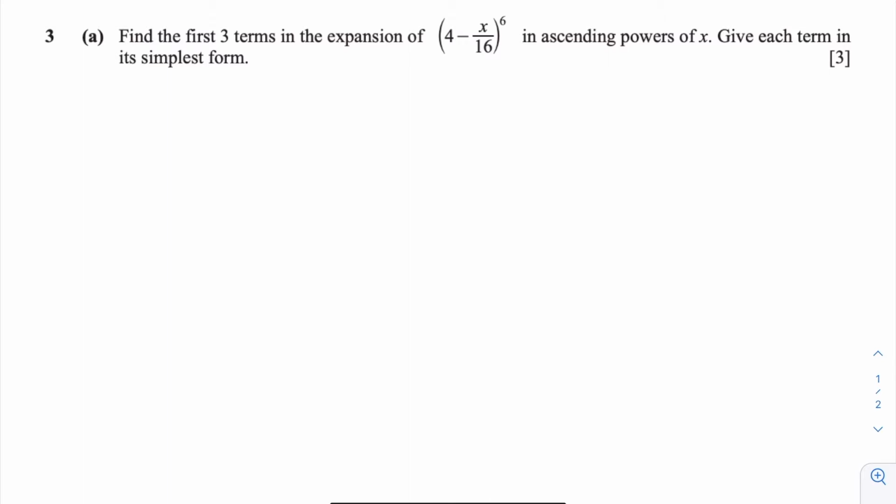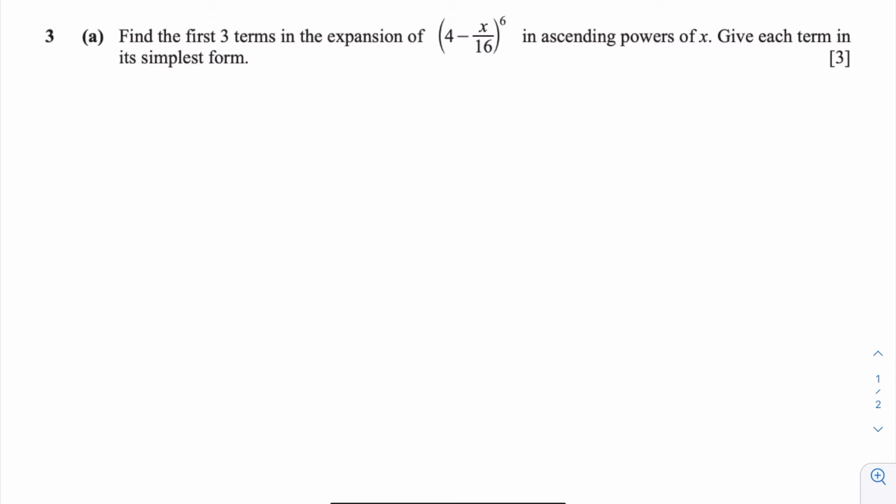Find the first three terms in the expansion of (4 minus x over 16) all to the power of 6, in ascending powers of x. Give each term in its simplest form. Okay, so essentially we need to simplify this expression using the binomial theorem, which, if you don't remember, just go back to the video on the binomial theorem that I had posted recently and go over it so that you know exactly what we're talking about.